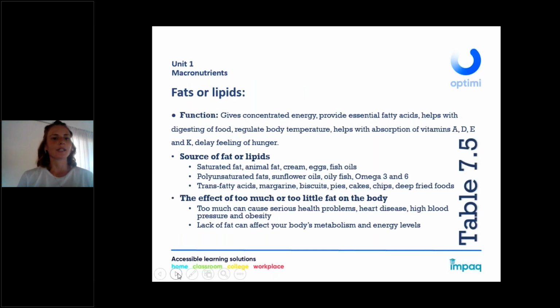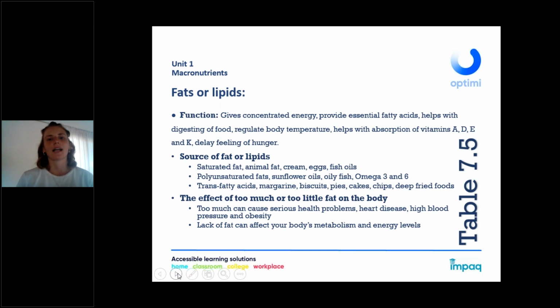Okay, next one is fats or lipids. Everybody thinks this thing, I'm not supposed to eat fat, or I need to eat less fat, or I need to cut fat out of my diet. But it's so important actually to take fat in because fat plays such a big role in our whole body. It gives us energy, first of all. It provides fatty acids, which helps us to digest our food. So can you believe? You need fat to digest your food.